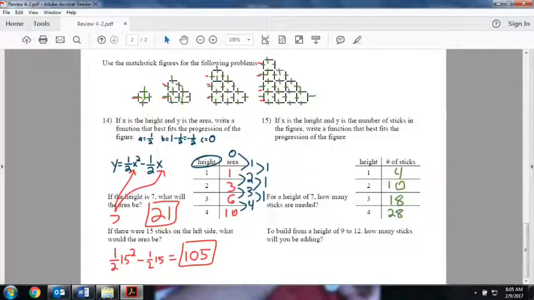All right, and they tell us to write a function that best fits the progression. So we have to figure out what it is. Probably quadratic still because the other one was, but let's try it. 10 minus 4 is 6. 18 minus 10 is 8. 28 minus 18 is 10. And the second difference is 2. Yep, this is quadratic. So here we go. Our a value is the second difference divided by 2. So a equals 2 divided by 2, which is 1.